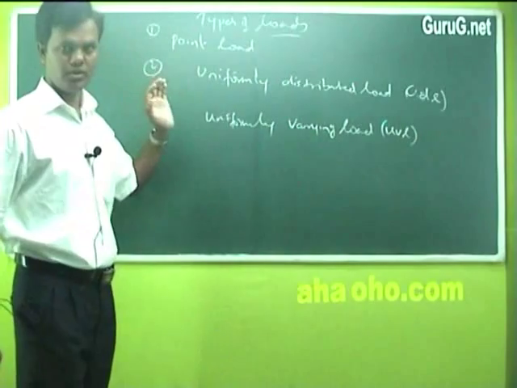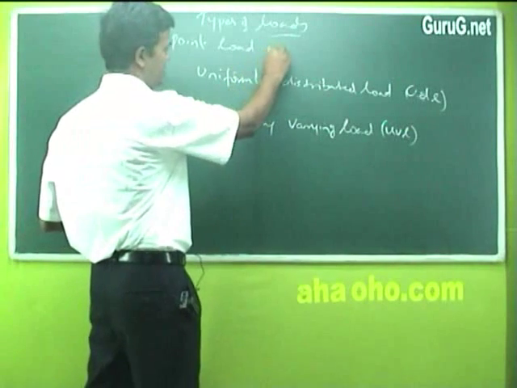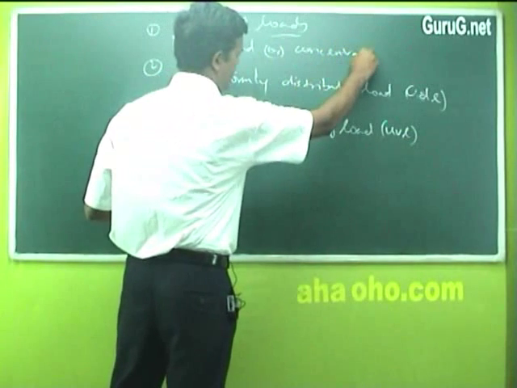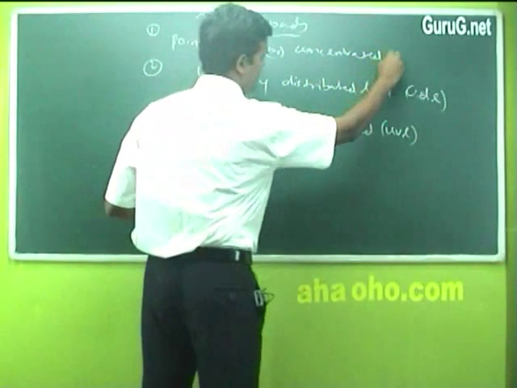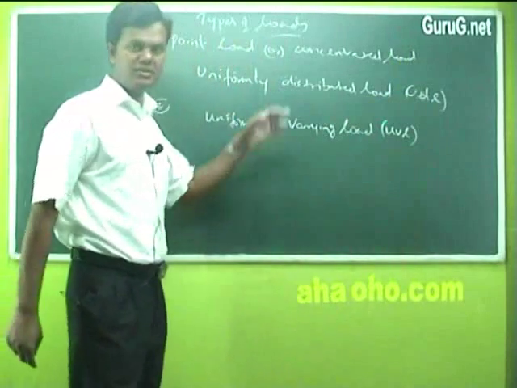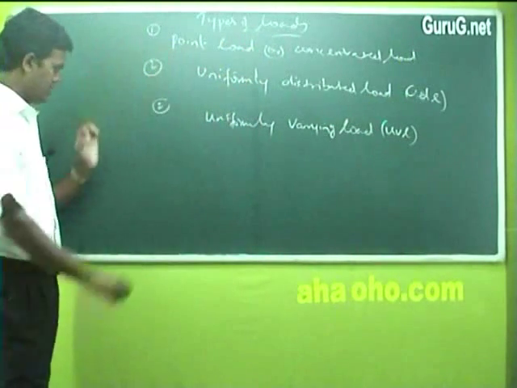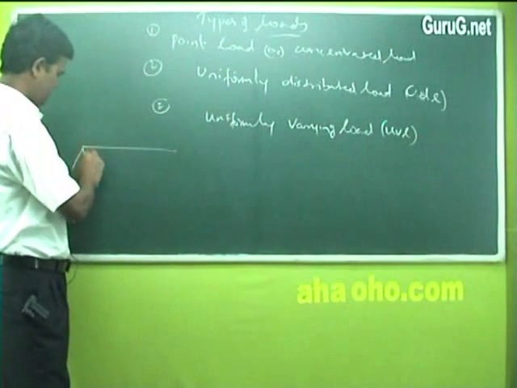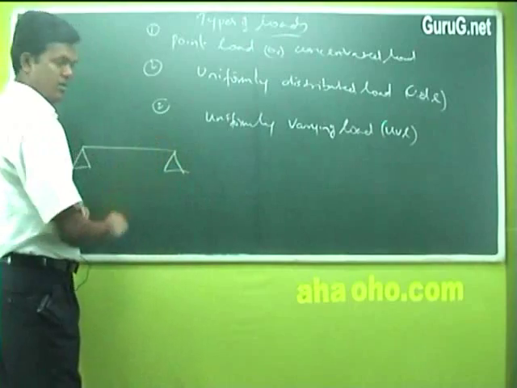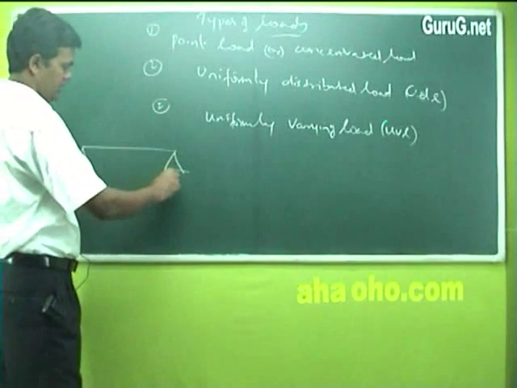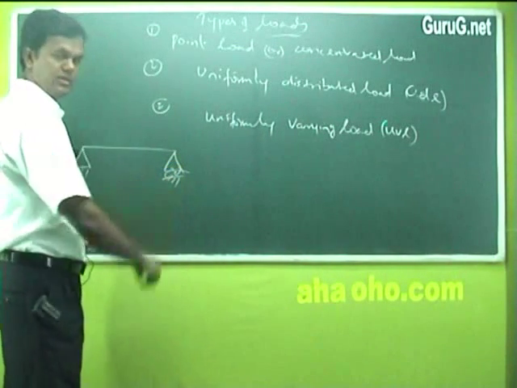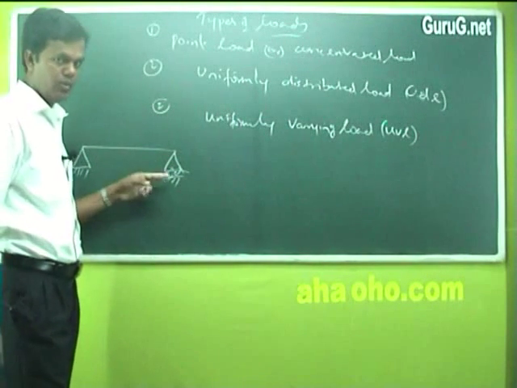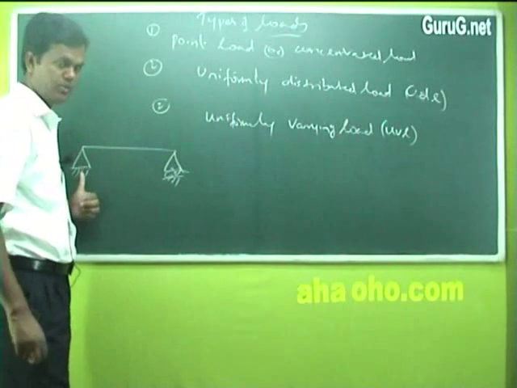So this point load is otherwise called concentrated load. Say suppose you take a beam, right? Beam with some supports. So this is a hinge support, and this will have a roller. We have to remember that with the shape we have to identify what type of support it is. It is the roller here and the hinge support.